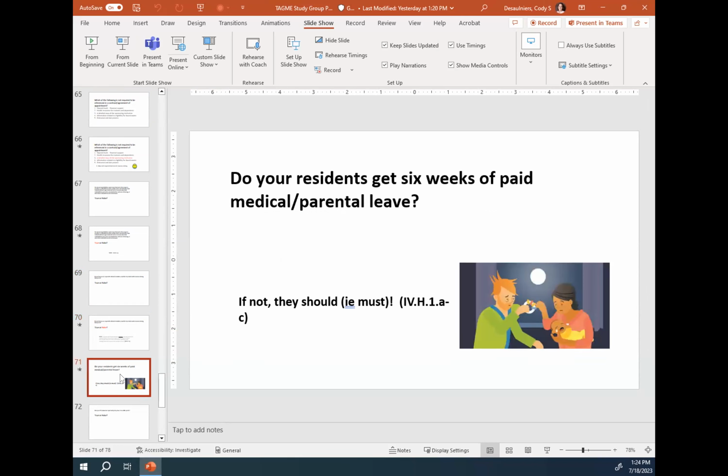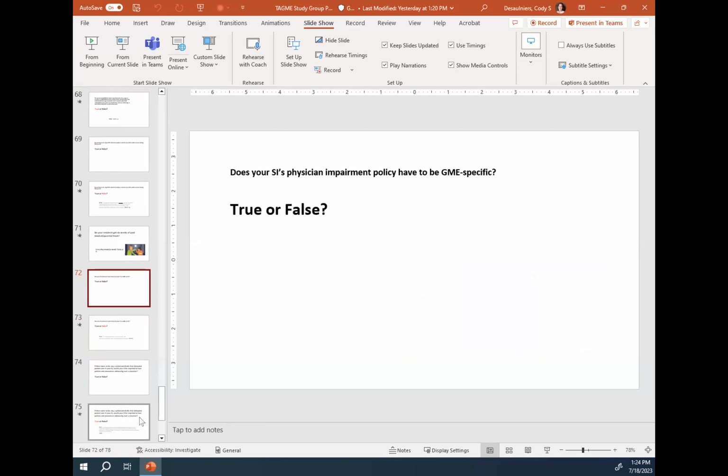Okay, do your residents get 6 weeks of paid medical parental leave? Yes. If not, they should or must. Okay. Does your SI physician impairment policy have to be GME specific? True or false?